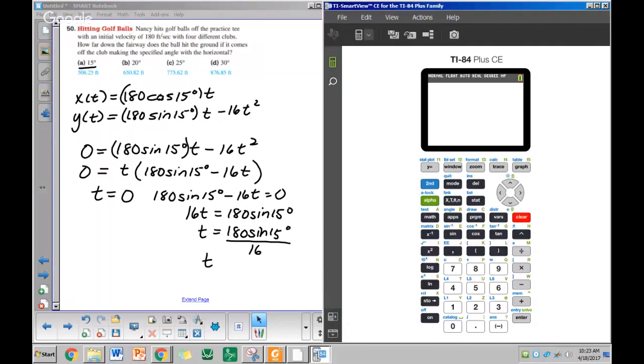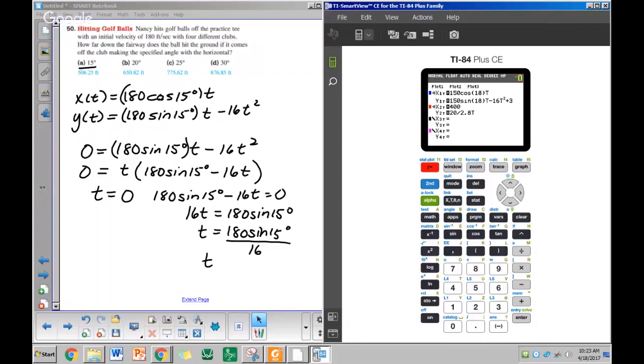So t is going to be, let's do that in the calculator. Clear this out. So it's going to be 180 times the sine of 15 degrees divided by 16. That's how long the ball is in the air. Do you agree? That's time.